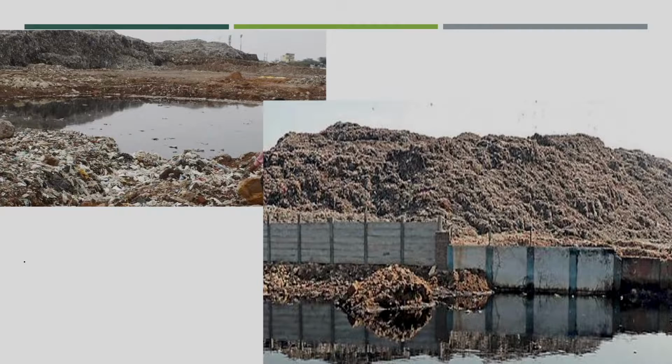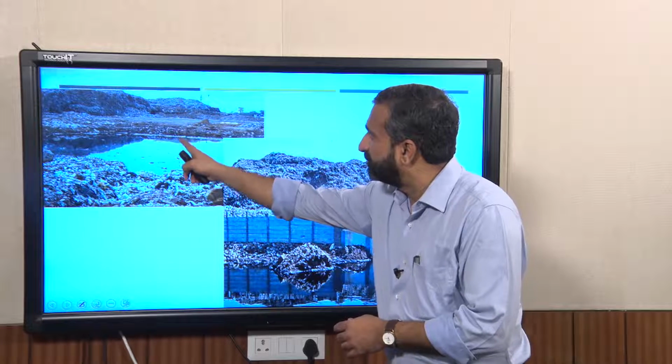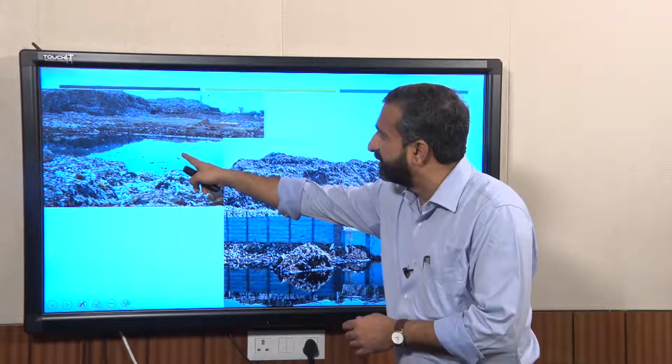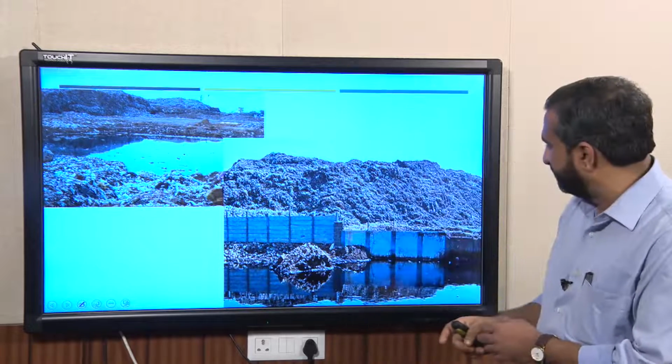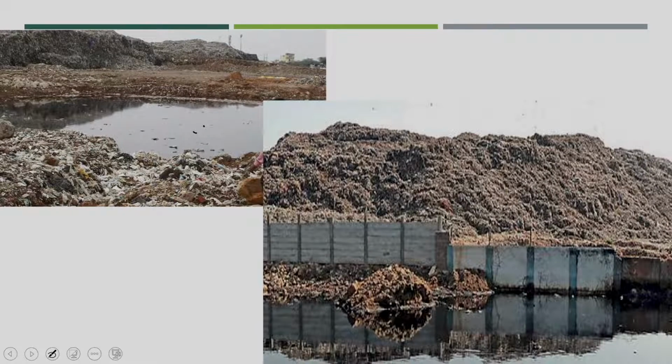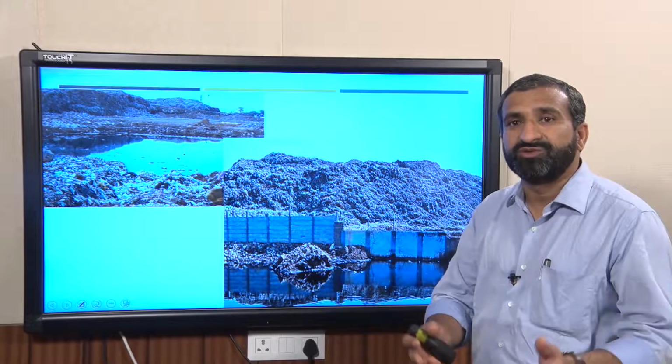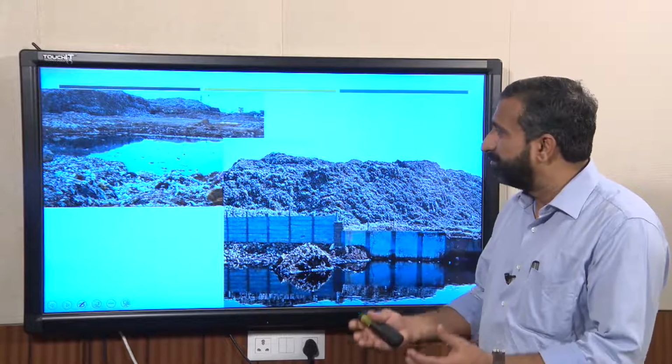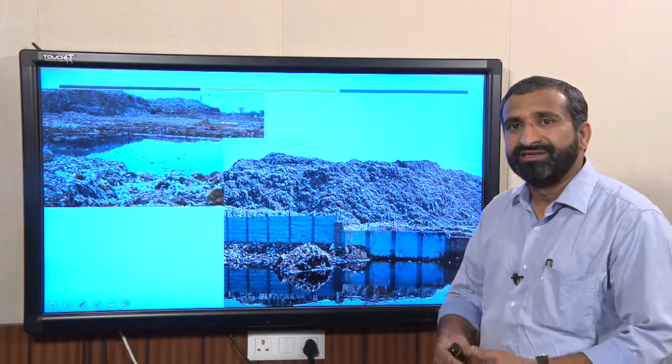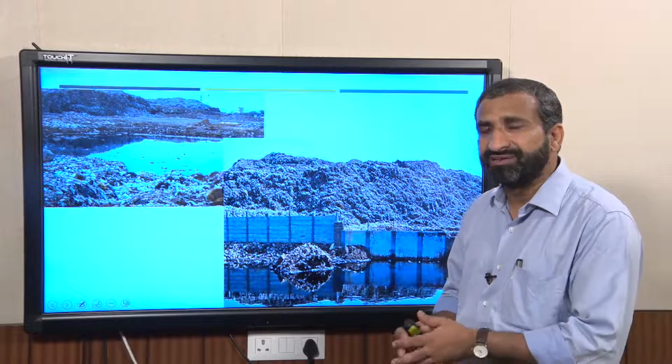These are the leachate produced after the rain onto the solid waste. This is also one of the photographs where leachate is visible. If you know this quantity before the waste goes to the disposal site, you will be able to design the collection facility and treatment facility for the leachate.